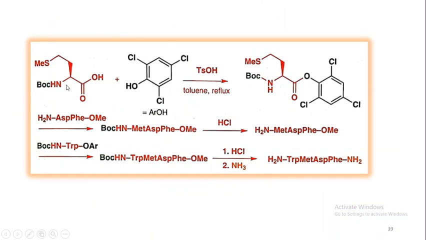In this reaction, this NH2 group is already protected by means of Boc group, and if this is subjected with this molecule in presence of toluene, we got this as a product. These are the peptide linkages. This is used for peptide synthesis.